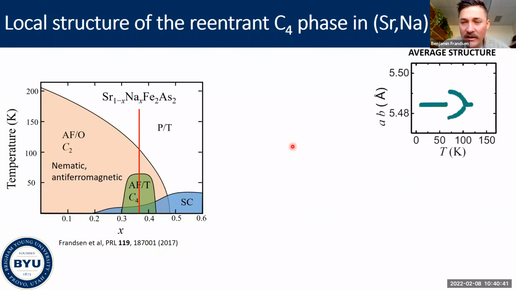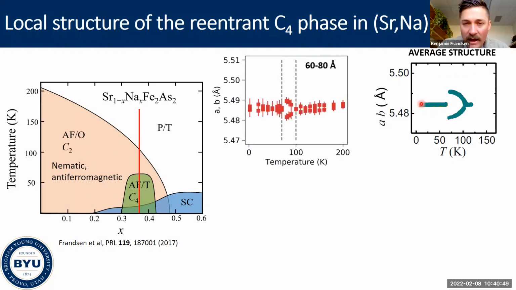So we'll do the same type of analysis. As a reminder, here's the average structure probed from Rietveld refinement of the diffraction patterns. And if we look at our PDF data over long length scales, 60 to 80 angstroms, then we see the same thing. There is a small temperature window where A and B are split from each other. That would be in this region. But then as we lower the temperature further, A and B reconverge and we re-enter this tetragonal phase.